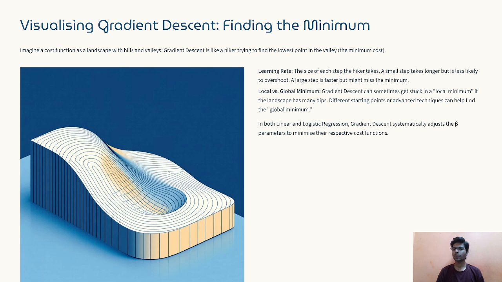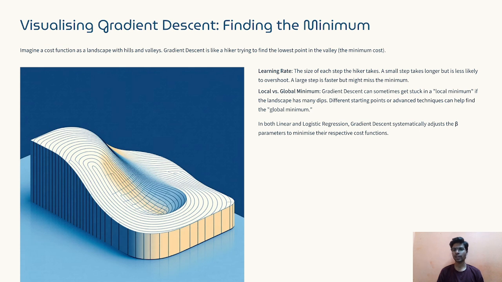A small step takes longer but is less likely to overshoot. A large step is faster but might miss the minimum. Local versus global minimum: gradient descent can sometimes get stuck in a local minimum if the landscape has many dips. Different starting points or advanced techniques can help find the global minimum.